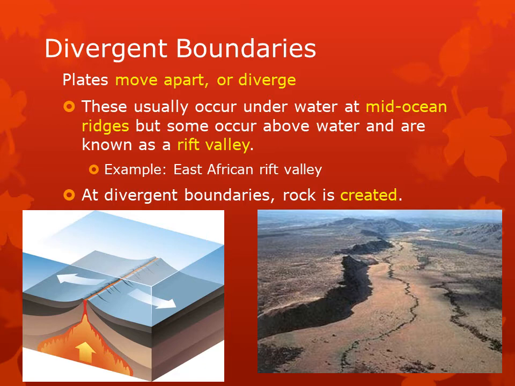Let's hone in on divergent boundaries. Divergent boundaries are where plates move apart or diverge, as we've mentioned. Now, these usually occur underwater at mid-ocean ridges. What we talked about last class, where the convection currents in the mantle are moving the ocean floor apart, allowing hot, molten material, magma, to rise up, cool down, form rock, and continually create new pieces of the ocean floor.